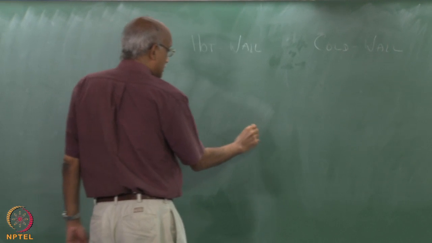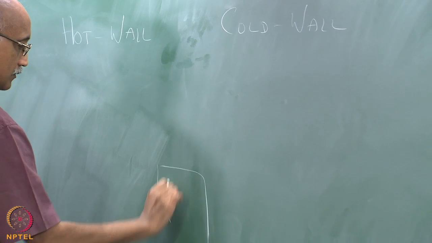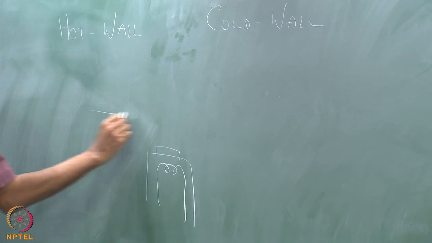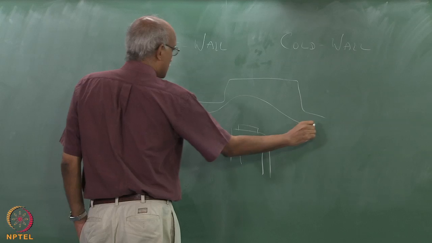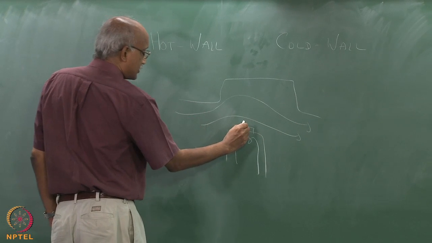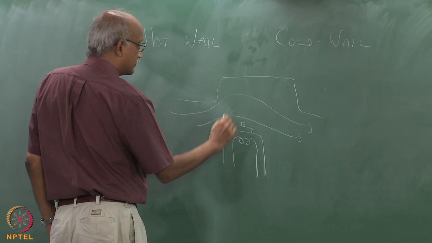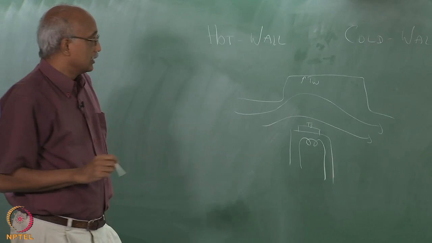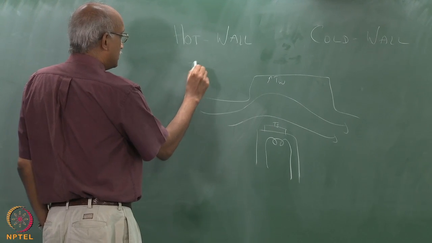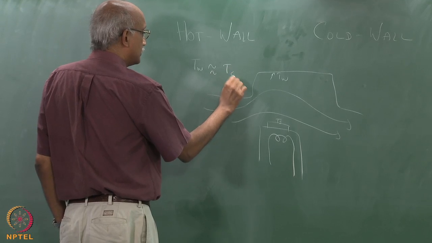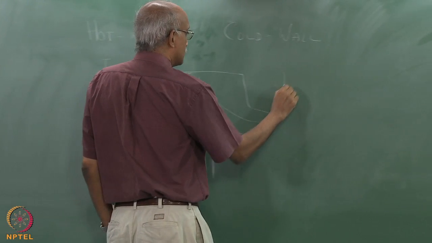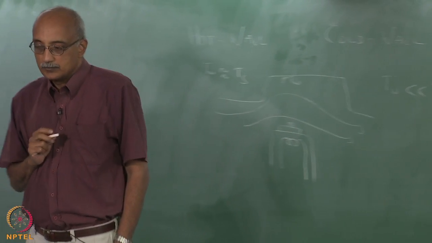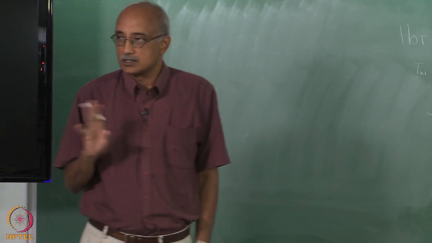Now, the difference between these two is, you have the substrate which is being provided with an external energy source on which you are depositing the film, and you have the reactor and the gases flowing through the reactor. Now, if the substrate temperature is some, let's say, TS, and let's say that the walls of this reactor are at some temperature TW, in the case of a hot wall reactor, TW is approximately equal to TS, and in the case of a cold wall reactor, TW is much smaller than TS. Now, when you look at these two cases, what are the advantages and disadvantages that you can think of?